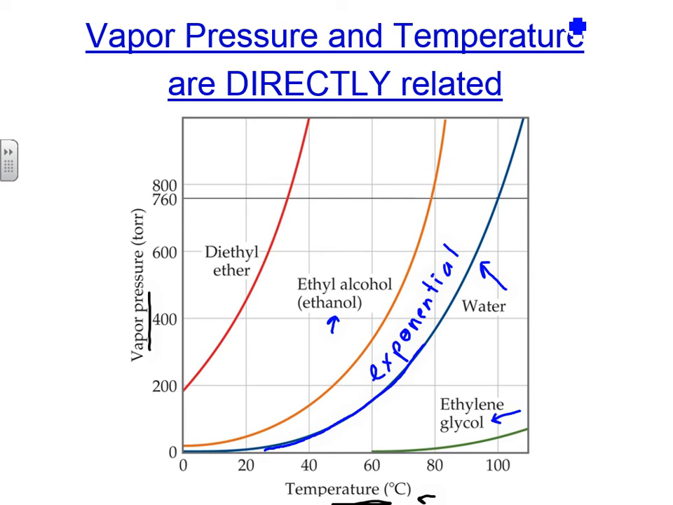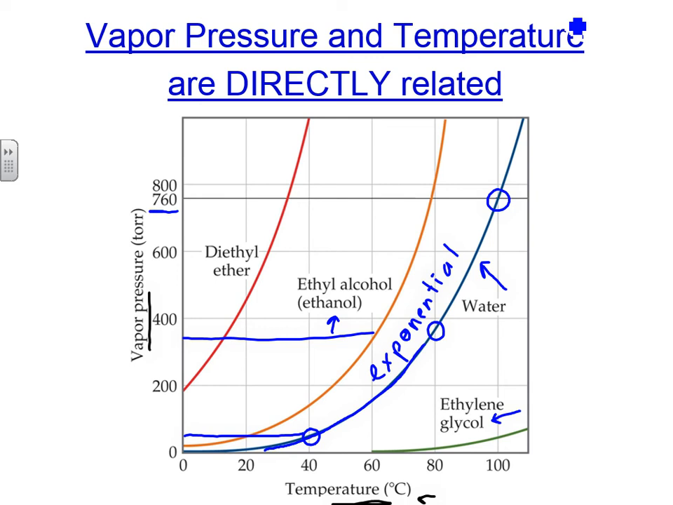Now, for example, at 40 degrees Celsius, water's vapor pressure is pretty low compared to it being 80 degrees Celsius. If you just increase it by 40 degrees, notice the water vapor pressure really shoots up to about maybe 350 or so. And there comes a point where the vapor pressure is matched, which is 760, which is the pressure outside.